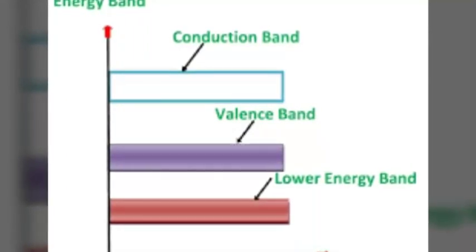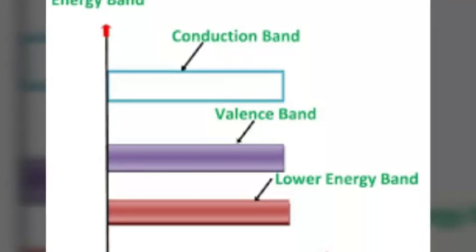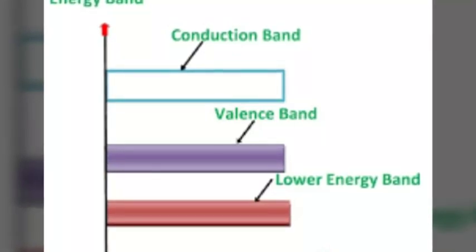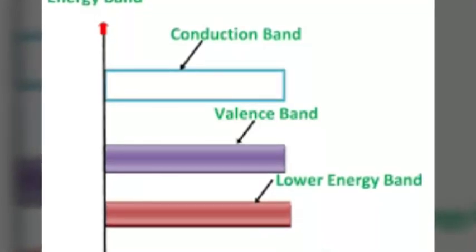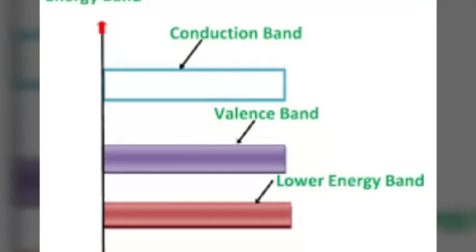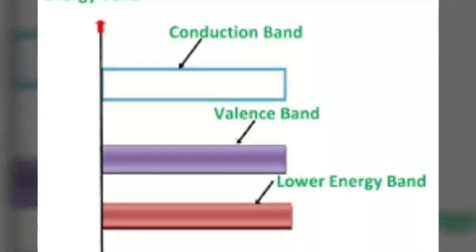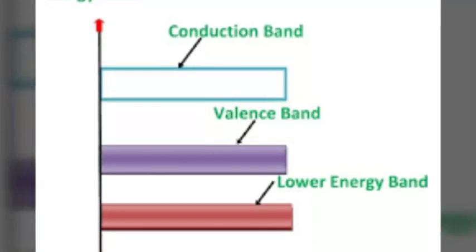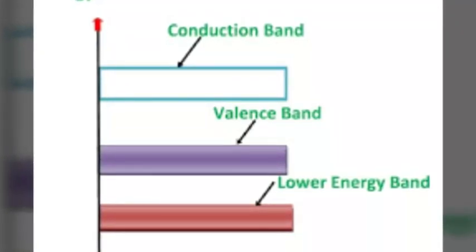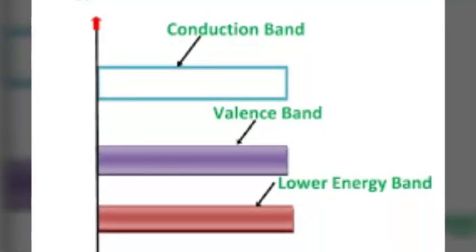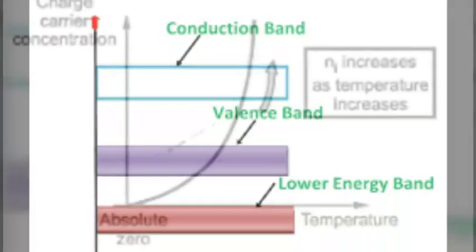In terms of energy band description, the valence band is filled and there is a large energy gap between the valence band and the conduction band. Therefore, no valence electron can reach the conduction band to become a free electron. It is due to the non-availability of free electrons that the semiconductor behaves as an insulator.